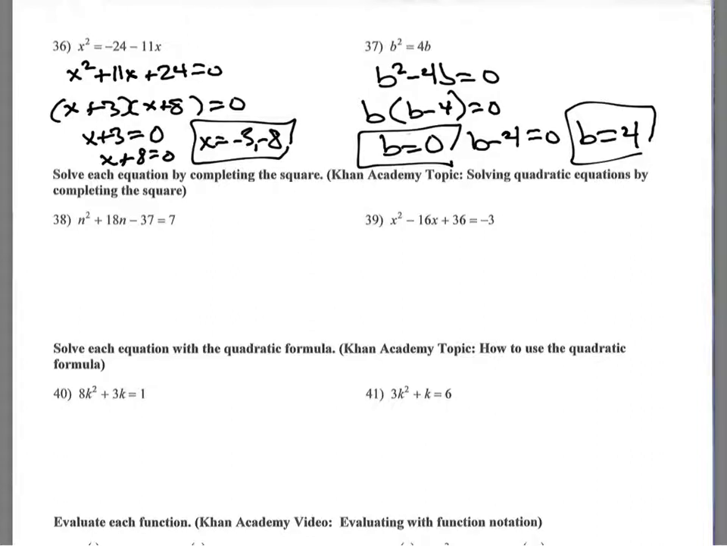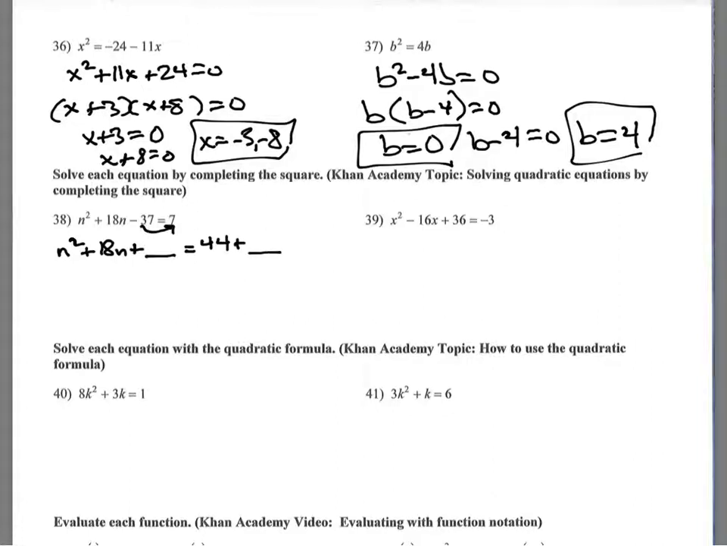All right, solving by completing the square. This is not fun, but it's got to be done. First thing we do is bring the constant over to the other side. So we have n squared plus 18n, leave a space, equals 44. To complete the square, we add something here, we add something here.